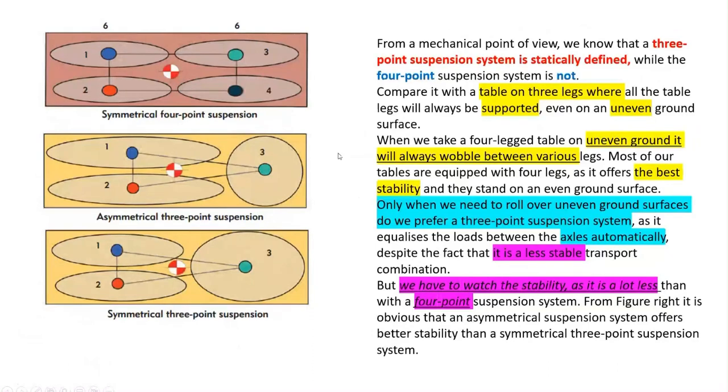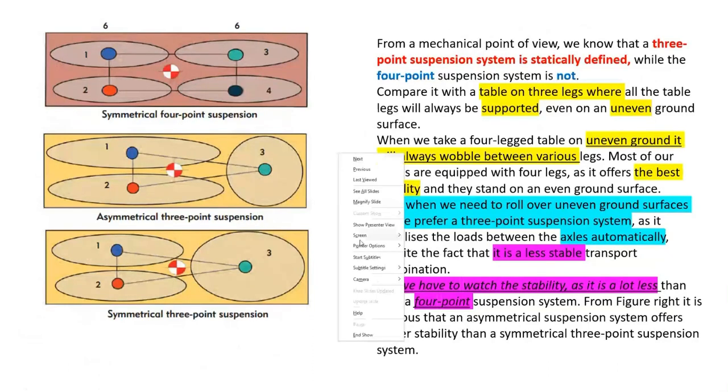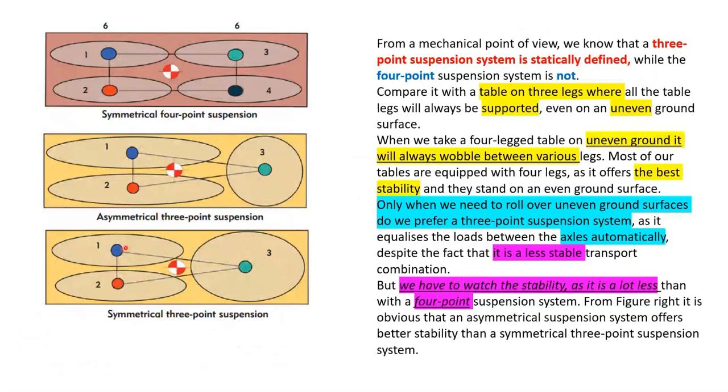Suspension system. This is the 3-point symmetrical suspension system, and a symmetrical 3-point suspension system. So symmetrical means you can see the number of equal axes will come here, as symmetrical means this group will have a different number of axes system.